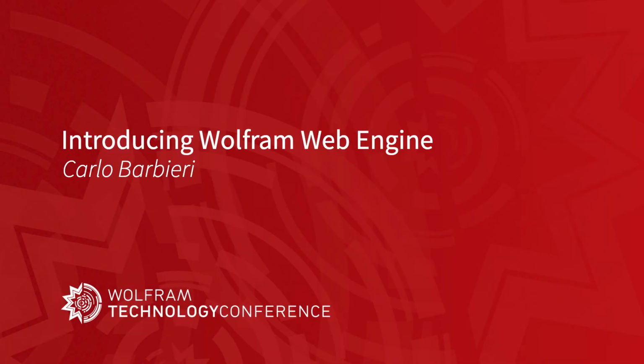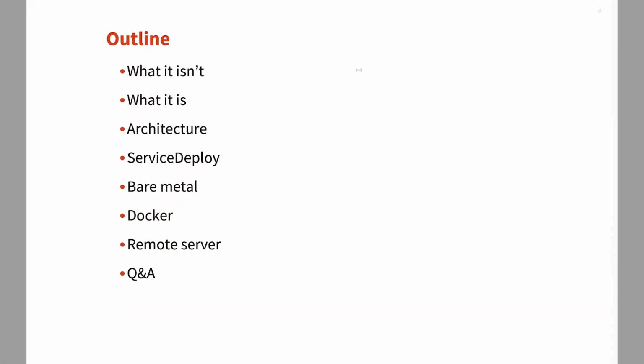Okay, hi, I'm Carlo, and today we're going to introduce Wolfram Web Engine, or WWE. Basically, this is the outline of the talk. I'm going to first explain what it isn't, what it is, what the architecture is, how to use it, where to deploy it, and then I'm going to answer some questions if there are any. This is not going to be a terribly technical talk because it's more of an introduction of a new product. So I'm going to speak more about its features than how the sausage is made.